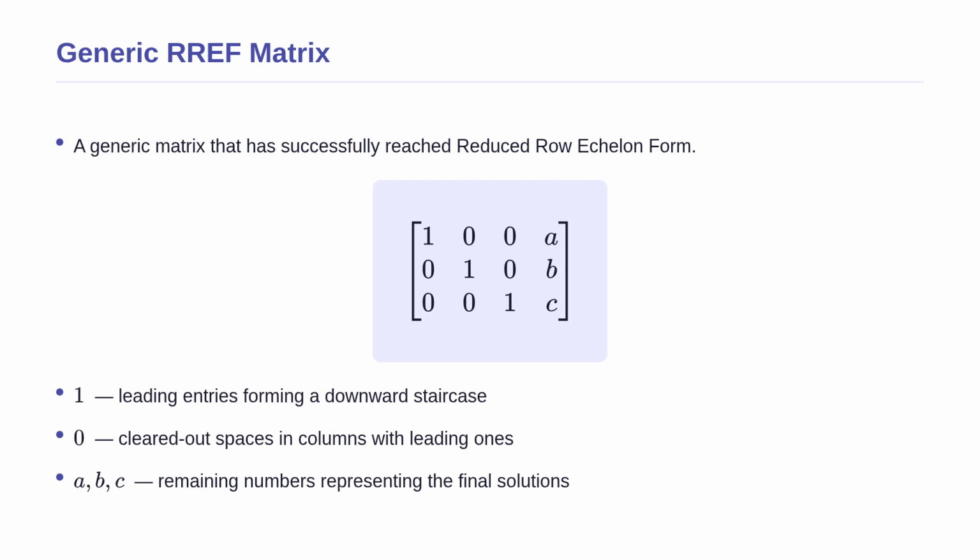Let us break down the symbols. The number 1 represents the leading entries. Notice how they form a perfect diagonal staircase moving down and to the right. The number 0 represents the cleared out spaces, showing that every column with a leading 1 has zeros everywhere else. Finally, the symbols A, B, and C represent whatever numbers are left over in the final column. If this matrix represented variables x, y, and z, this highly organized grid simply translates to x equals a, y equals b, and z equals c. If those final numbers change, your solution changes directly with them.